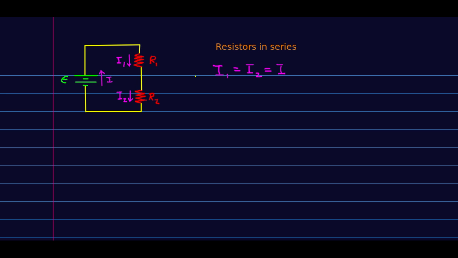There are some special cases that'll help us simplify the job of circuit analysis, and so we're going to start with them. So here's one of the simplest circuits we can draw. It has two resistors in series. And we already know how things work in series.